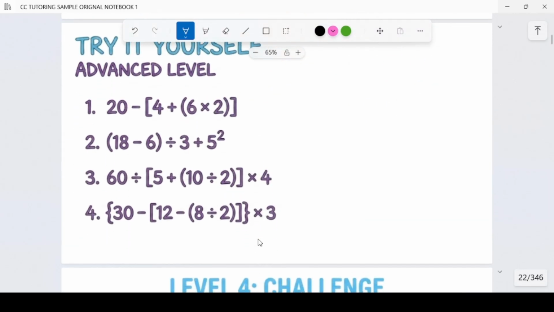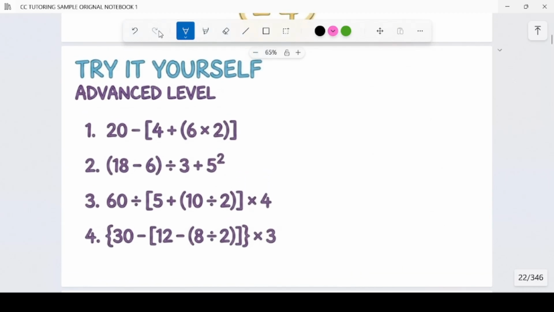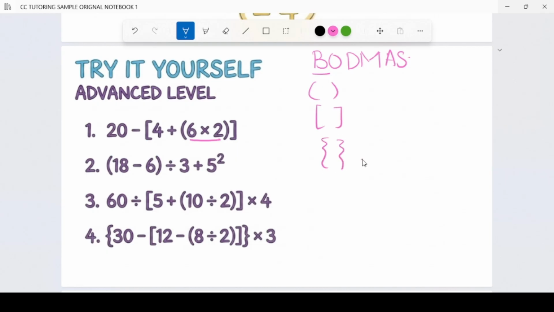Let us do some others. So now let us do this one. According to BODMAS, brackets come first, but which bracket? First comes the round bracket, then square, then curly bracket. So 6 ones are 6, 6 twos are 12. 12 plus 4. Now I'm gonna solve this bracket. Irrespective of what is happening, 12 plus 4 equals 16. So let me just erase it.